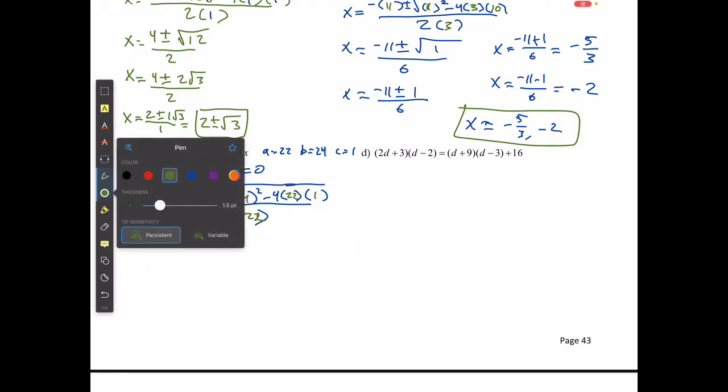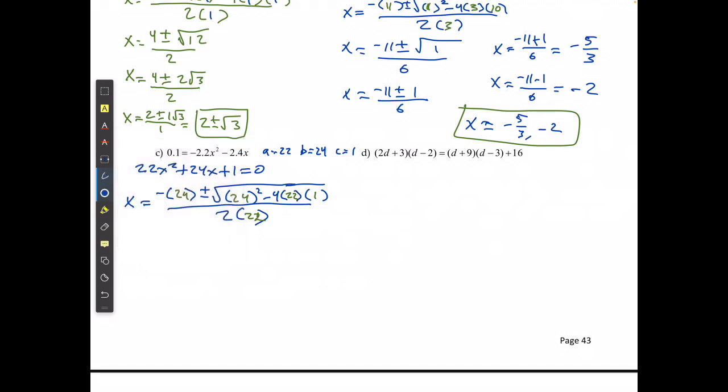I start to simplify. X is equal to negative 24 plus or minus the square root of 488 all over 44. Simplify the radical. X is equal to negative 24 plus or minus 2 root 122 over 44.